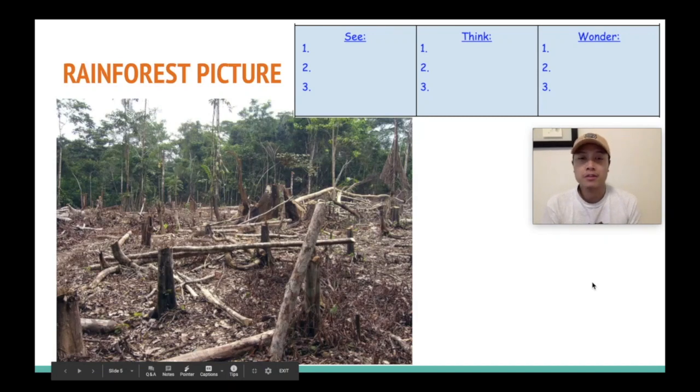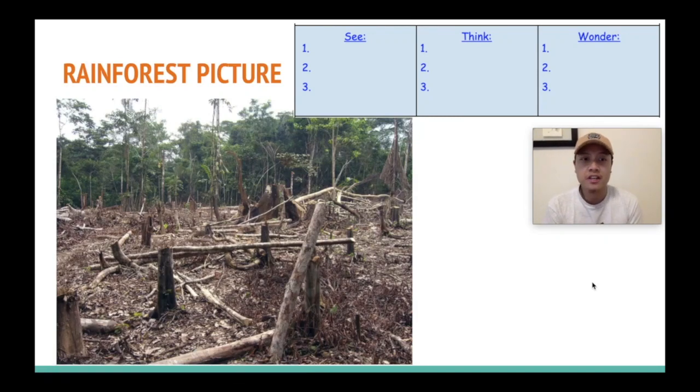Now, this next picture is a photo taken of a portion of a rainforest. What I want you to do is tell me what you see, tell me what you think about when you look at this picture, and tell me 3 things that you're wondering after looking at this picture. Now the last photo.